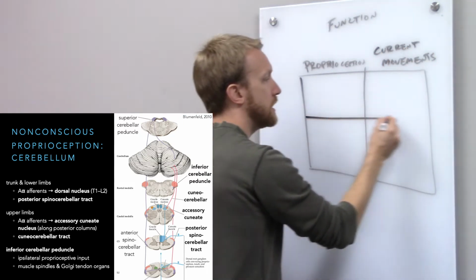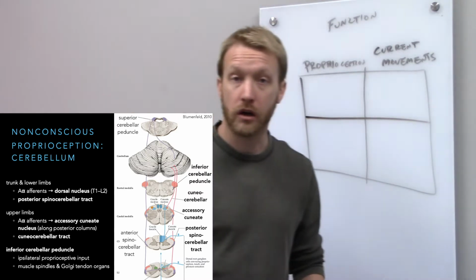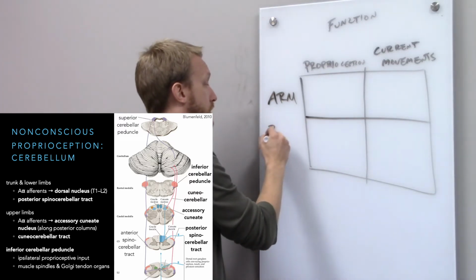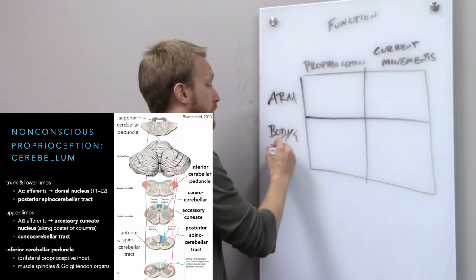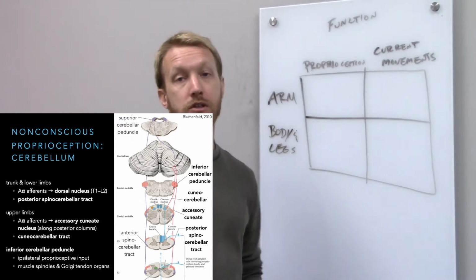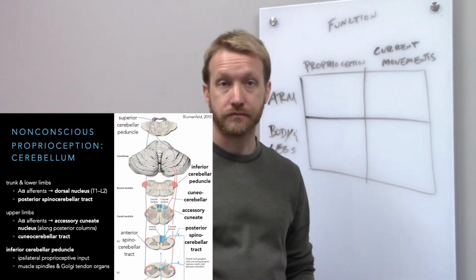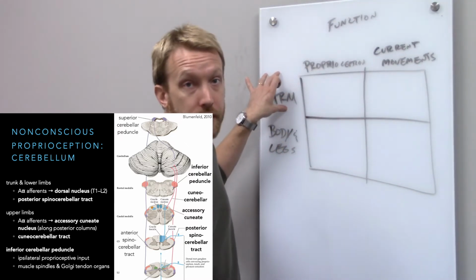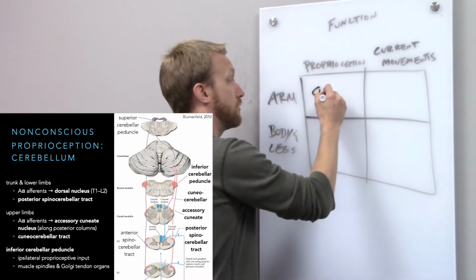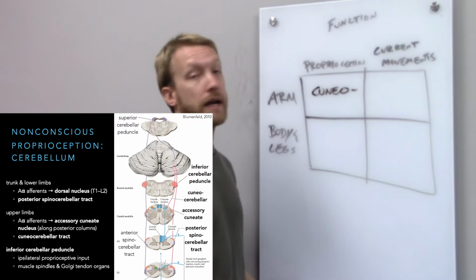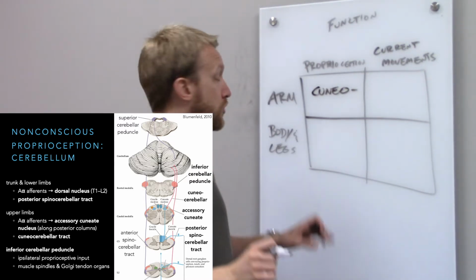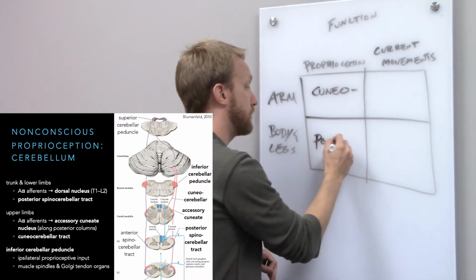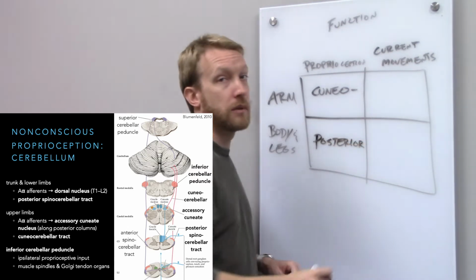Now we can divide these in half again based on what are we talking about. Are we talking about the arm, or are we talking about the trunk and legs? Because there's going to be two different pathways for those. So, non-conscious proprioception for the upper limb is carried along the cuneo-cerebellar tracts. For the trunk and lower limbs, here we're dealing with the posterior spino-cerebellar tracts.